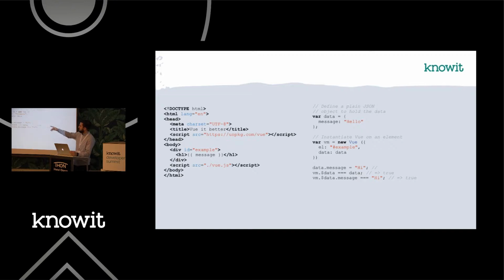And then you have the mustache handlebars, which take the message from the var data and inject it into the H1.